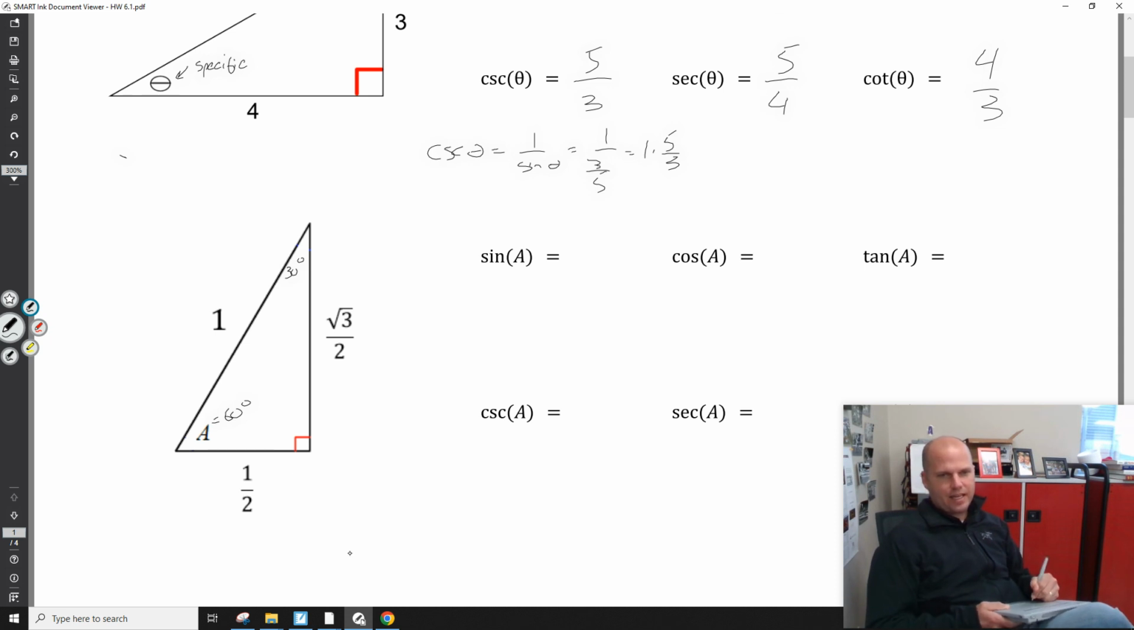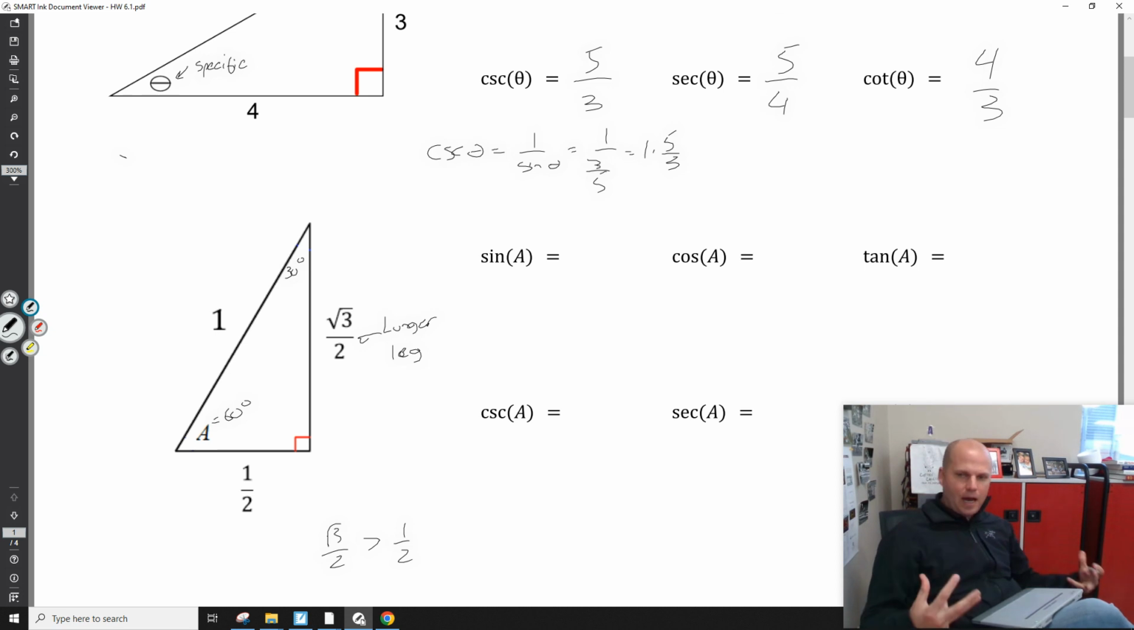This is something I want to get into your heads now because we will be using it in today's lesson and a lot more in the future. √3 is bigger than 1. √3 is like 1.7. So √3/2 is bigger than 1/2. Understand this is the longer leg. Obviously, it's not the longest side. 1 is going to be bigger than all of them. The hypotenuse is the longest side of a right triangle. But √3/2 is the longer leg, opposite the larger angle.